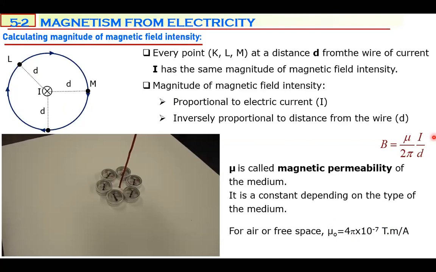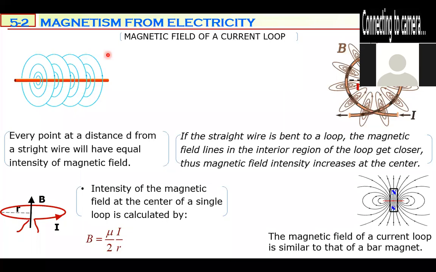I is the electric current. If you increase the electric current, the magnetic field increases. If you decrease the electric current, the magnetic field decreases.